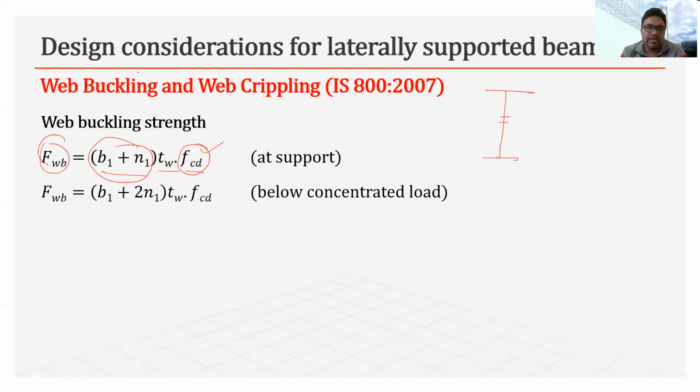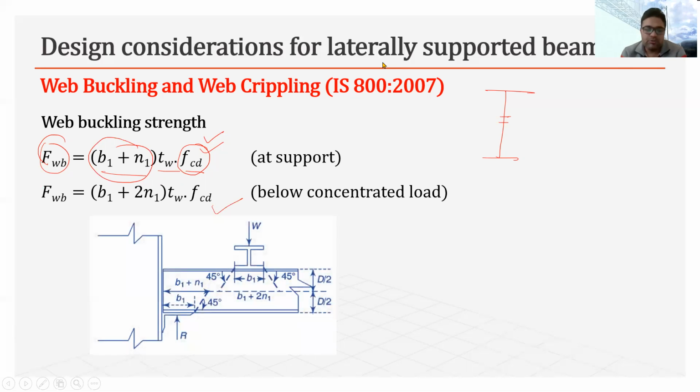So this formula is for when there is a reaction. Basically, at the reaction also there may be a concentrated load. Similarly, below the concentrated load, it will be B1 plus 2N1. Now, I'm sure you are not able to understand this, but now I will be showing you the diagram and then things will be clear.